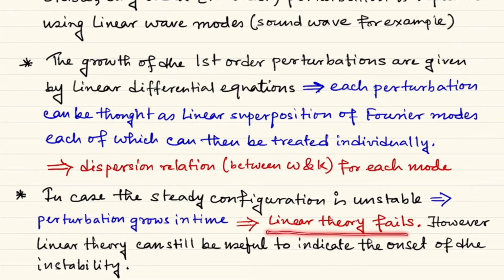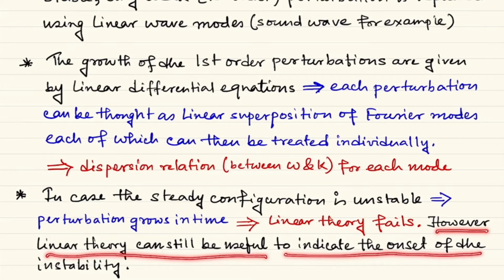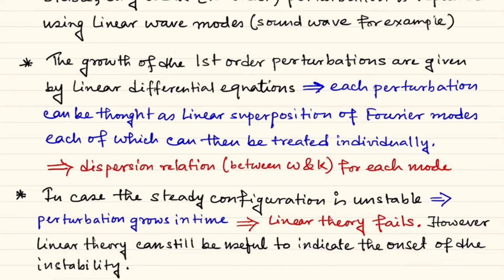Then linear theory fails. However, linear theory can still be useful to indicate the onset of the instability and also the behavior of the instability at its initial phase, and that is the theory of linear instability that we will do also in the next lectures.